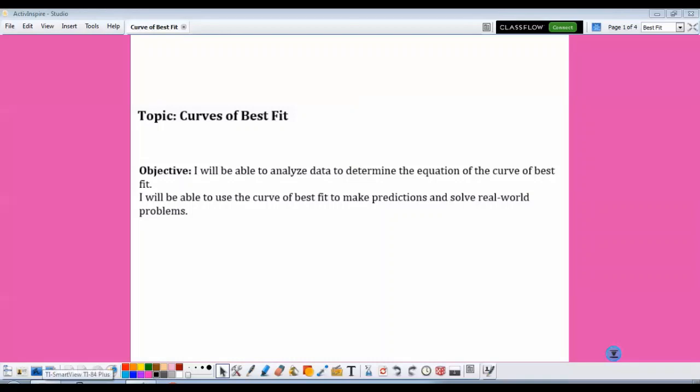All right, today we're going to be talking about curves of best fit. We will be able to analyze data to determine the equation of the curve of best fit, and we will be able to use the curve of best fit to make predictions and solve real-world problems.